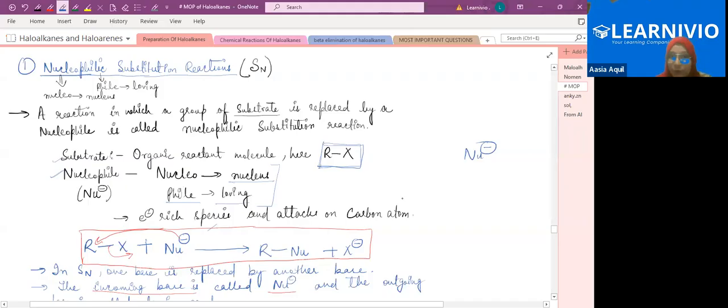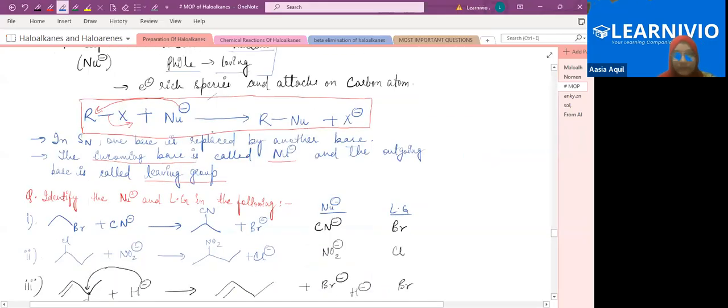Okay. So what is nucleophilic substitution reaction? Nucleophilic substitution reaction is basically a reaction in which a group of substrate, right, is replaced by a nucleophile. So that's why we call it a nucleophilic substitution reaction. That nucleophile replaces that group of the substrate, right? And it will give you a product. So that's why it is known as nucleophilic substitution reaction. Got it?